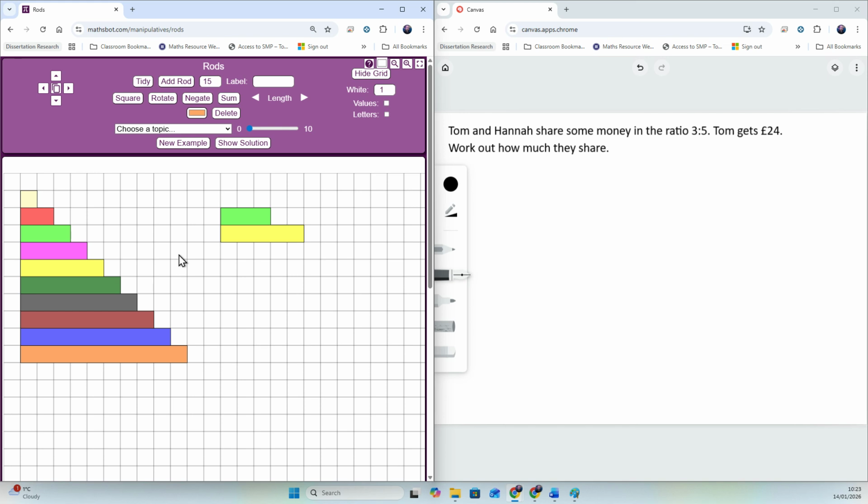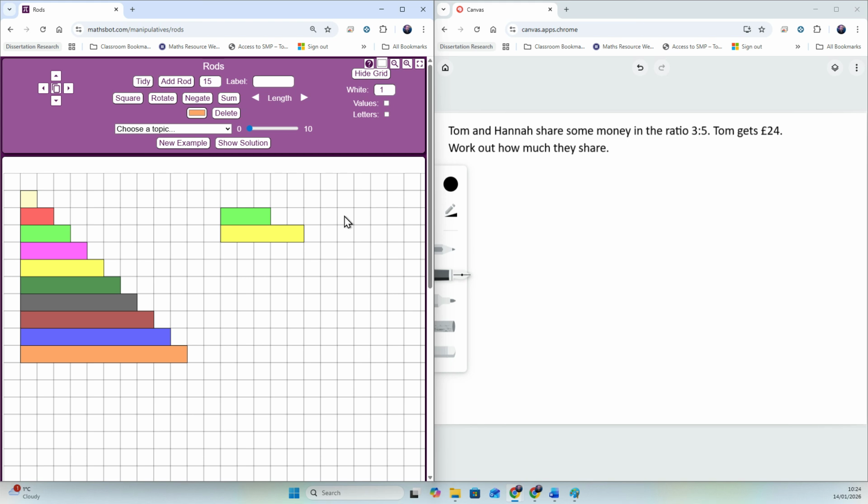And so I would say to pupils, okay, well, imagine that green rod is worth £24. What can you tell me? And, forgetting about the problem for a minute, work out how much they share. Just what can you tell me? If this green rod is worth £24, what can you tell me? And here's the second thing that I think that we don't do as well as we could do in this country all the time.